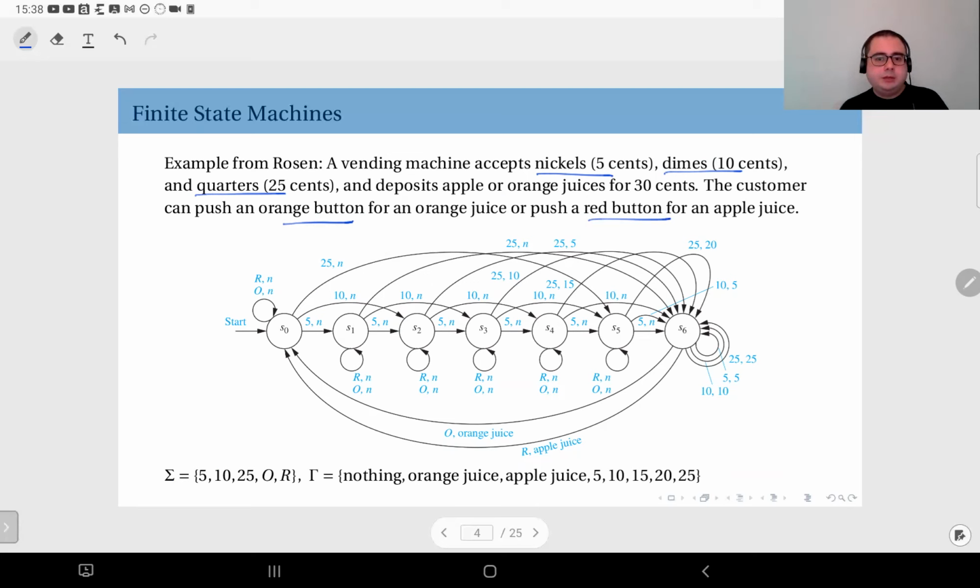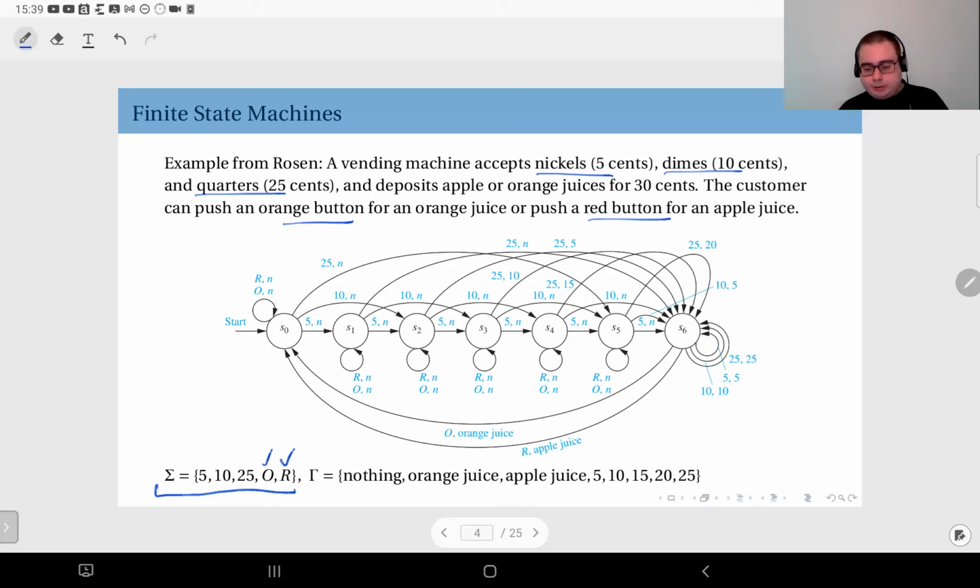You have a nickel, a dime, and a quarter as possible inputs. You also have the orange button and red button. So these are the possible inputs. So your set of input symbols is this set. This is the orange button and this is the red button.